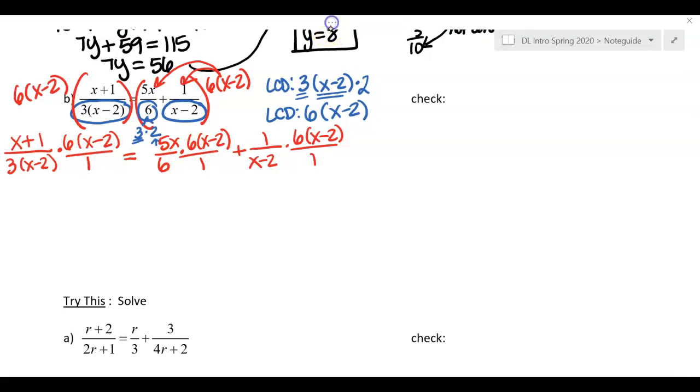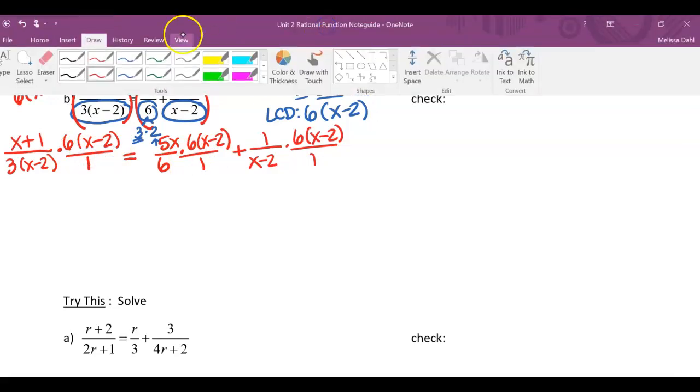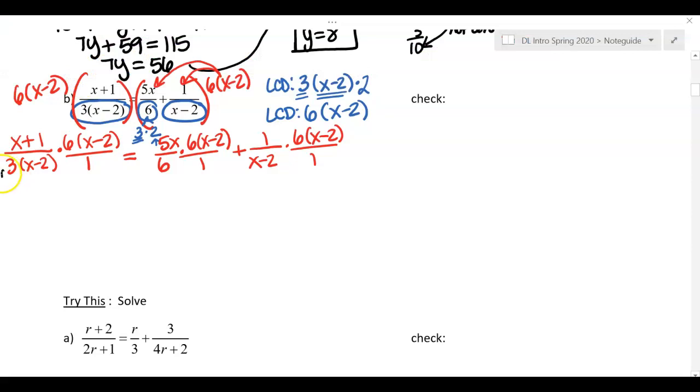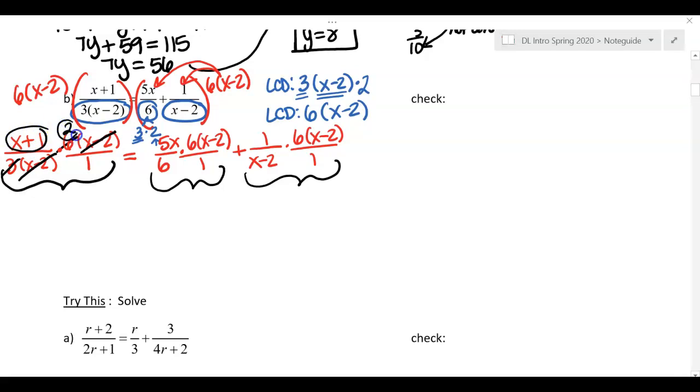So remember, when you look to simplify, you're really focusing on groups. This is one group that's multiplying together. This is a group here, and this is a group here. So in this first group, the factors of x minus 2 cancel, and 3 can go into 6 but leaves a factor of 2. Okay, so there I'm left with an x plus 1 multiplying with a 2, so 2 times x plus 1.